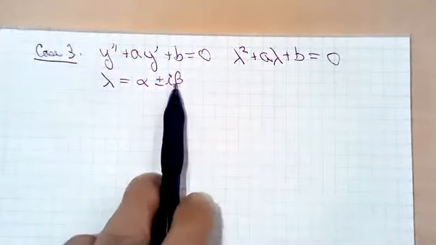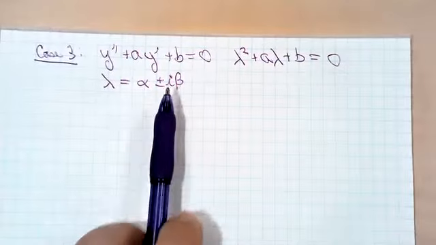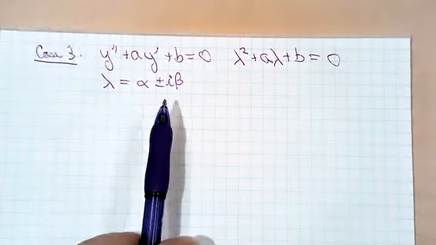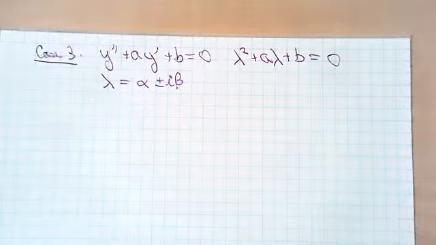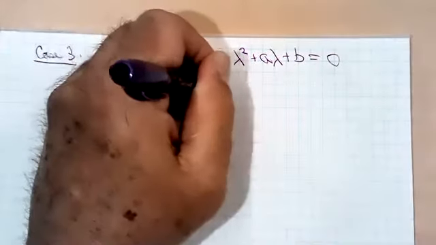So alpha and beta are real numbers. For instance, this could be like 3 plus or minus 4i or something like that. A complex conjugate pair.